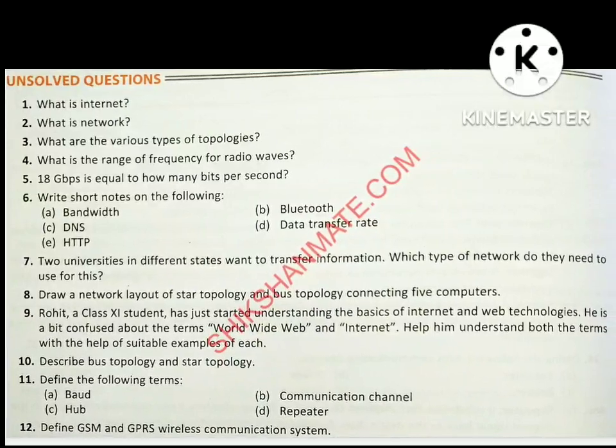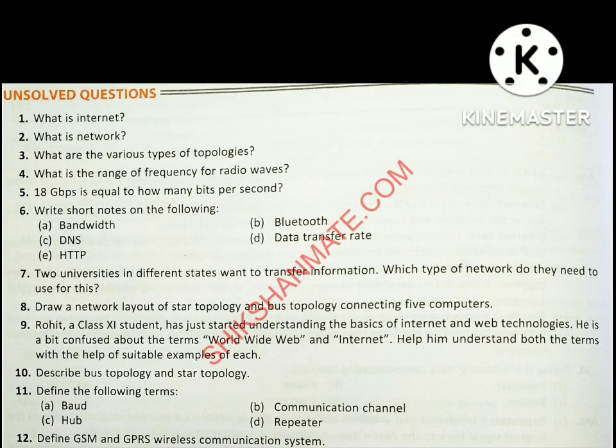Now let's continue. Two universities in different states want to transfer information. Which type of network do they need to use for this? For this, they need wide area network. Since distance between two states is very high for LANs and MANs, therefore they will be connected with WAN, wide area network.